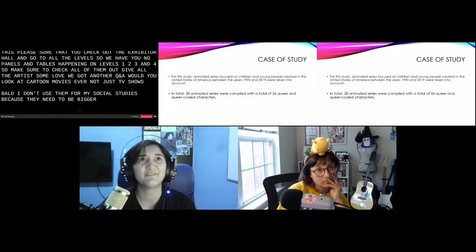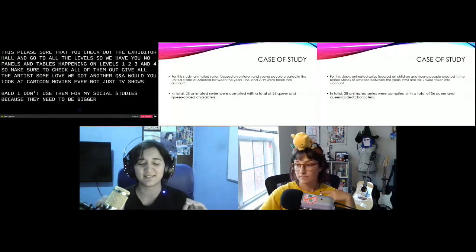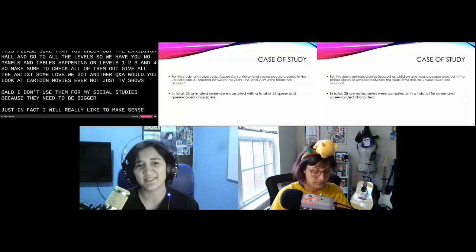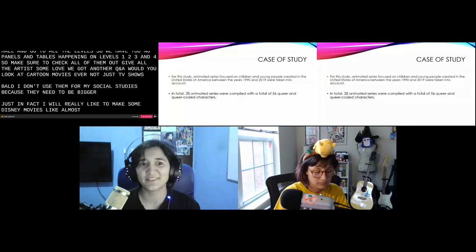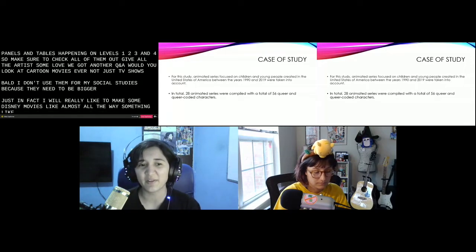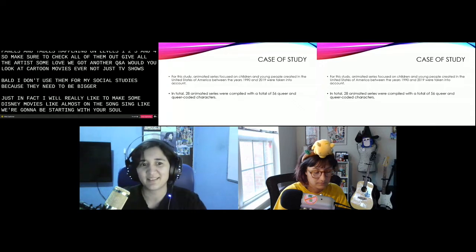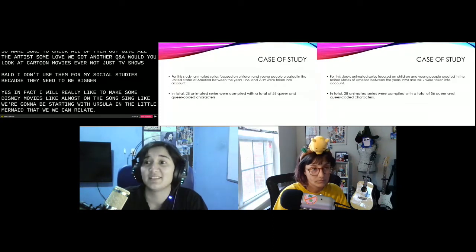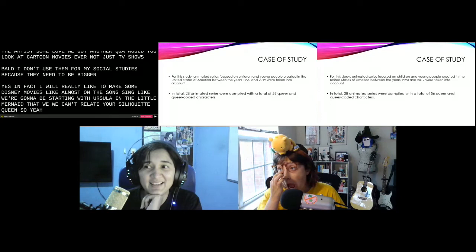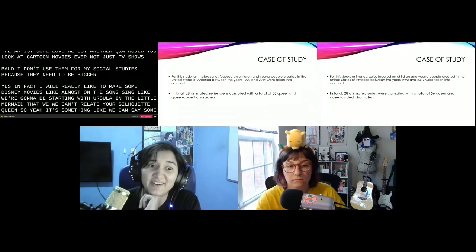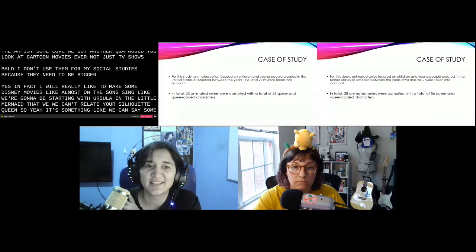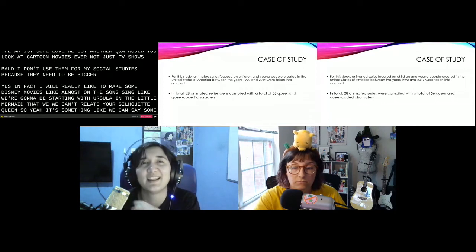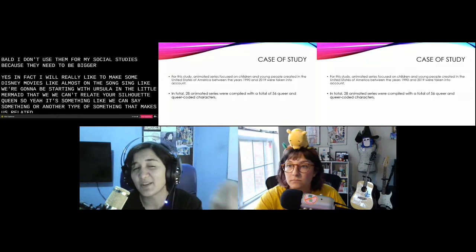Because yes, in fact, I would really like to make this statement about Disney movies, that almost all the villains have something queer coded, starting with Ursula in The Little Mermaid, where we can relate Ursula to an actual drag queen. So yeah, we can see it in Scar and in other characters, that they have something that makes us relate villains to something queer coded.